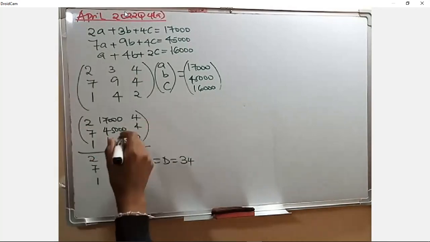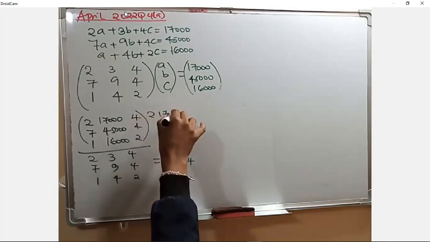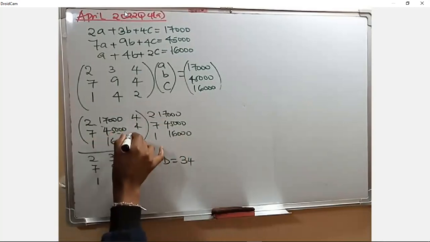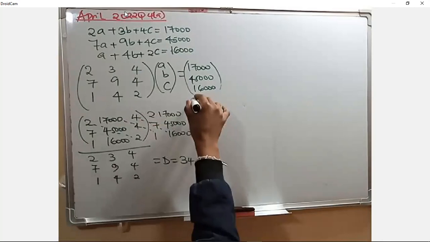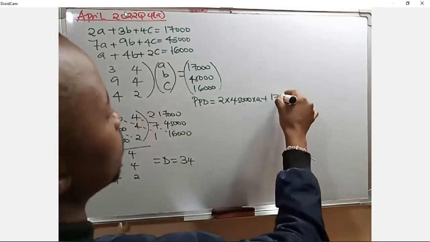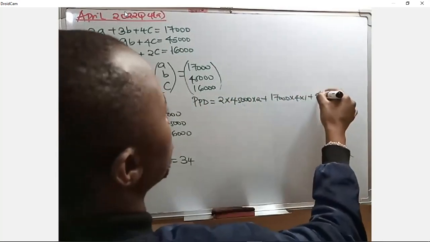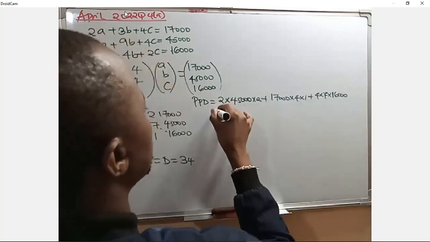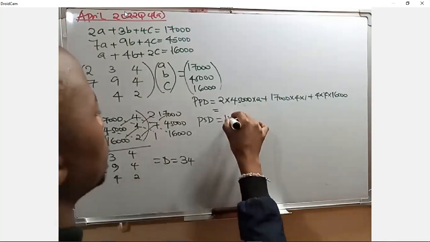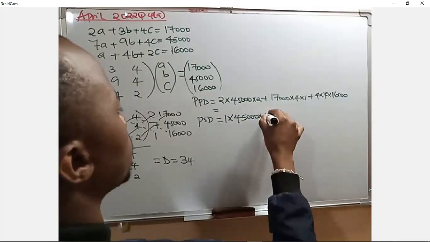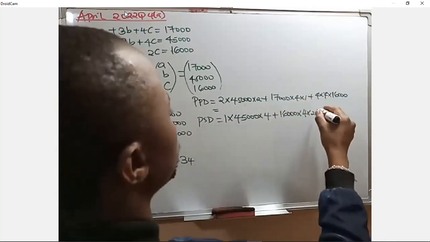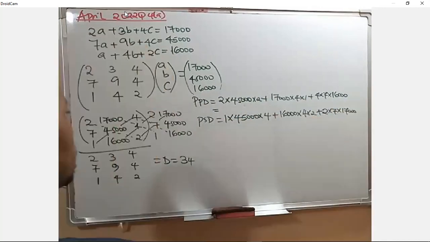But now let me copy paste the first and second column in my numerator matrix. So 2, 17,000, 7, 45,000, 1, 16,000. Now, let me take the product of the primary diagonals. So PPD is equal to 2 times 45,000 times 2 plus 17,000 times 4 times 1 plus 4 times 7 times 16,000. Then we have PSD, where I'm going to be taking my PSD like this. Right? This is 1 times 45,000 times 4 plus 16,000 times 4 times 2, then plus we have 2 times 7 times 17,000.